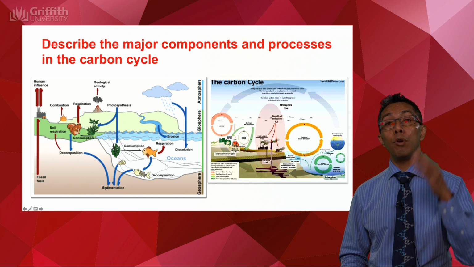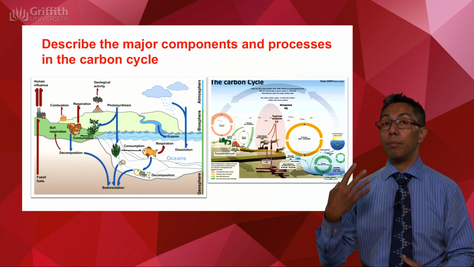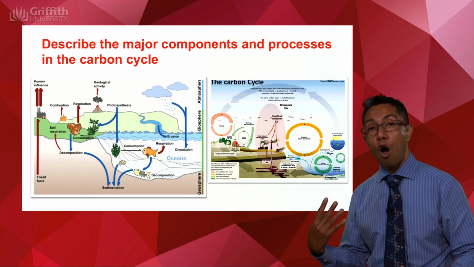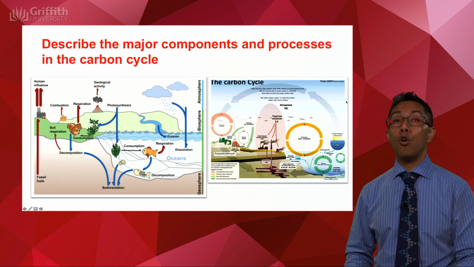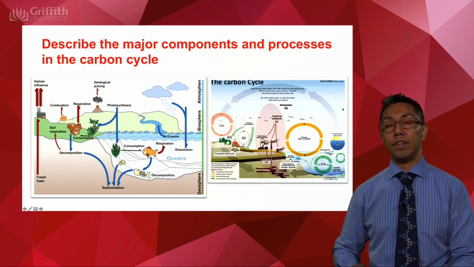Okay, so the blue arrows indicate storage of carbon in either the biosphere, the geosphere, or the hydrosphere, and the maroon arrows indicate the move of carbon into the atmosphere.